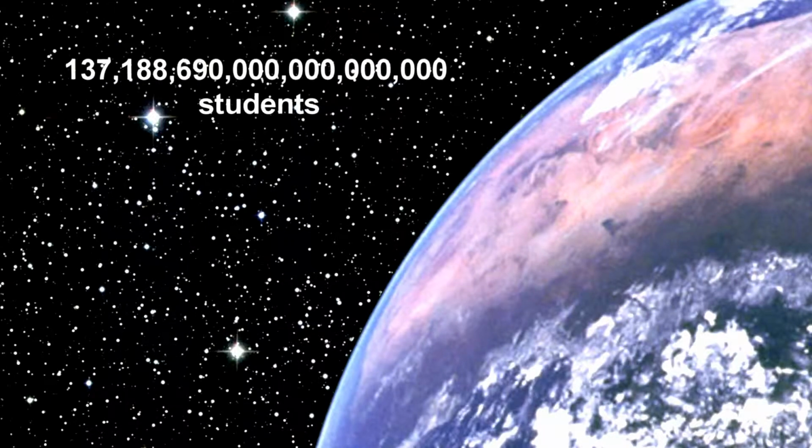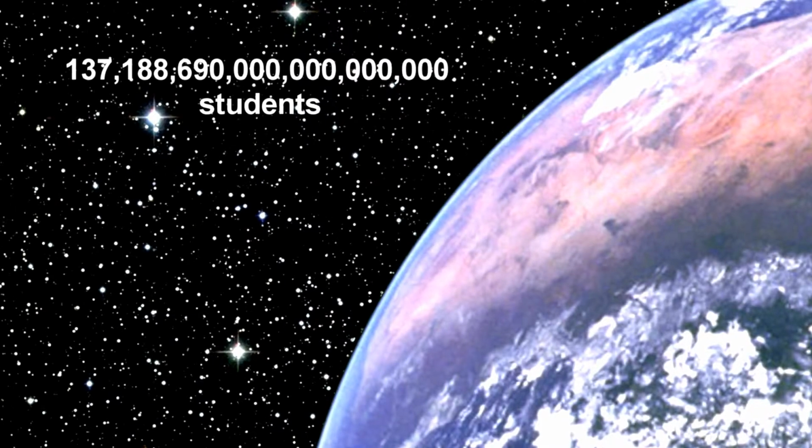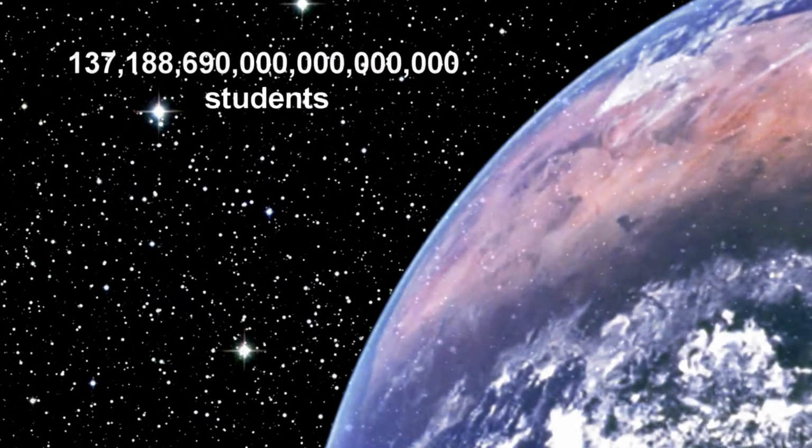Needless to say, this is very large. A high school teacher calculated the number of students that could fit inside the Earth. It came to 137,188,690 times 10 to the 12th students. This number of students is so large that if you could count one number per second, it would take you more than 4 trillion years to count this high. So you can see, the Earth is very large indeed.